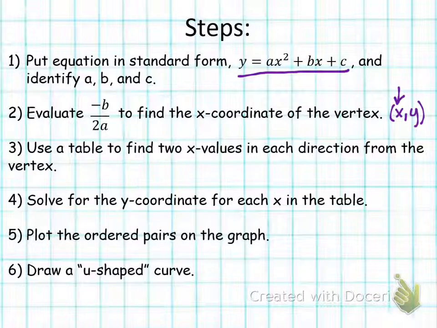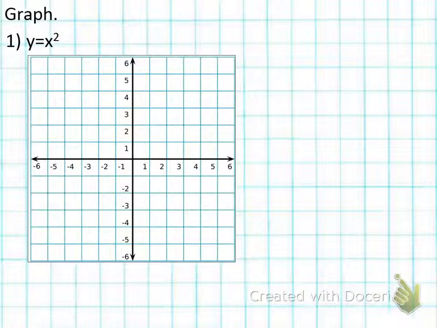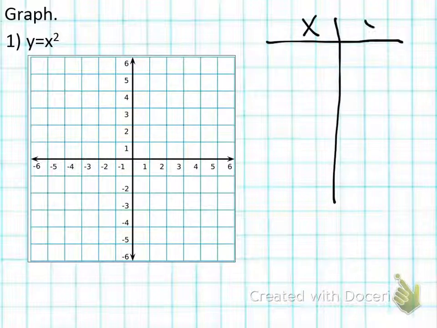Okay, I'll give you a few more seconds to finish writing these down. Alright, so here's our first example. This is just y equals x squared. So we're going to eventually be making our table, right, with an x and a y. First, though, let's look at the equation, and we want to make sure we're in standard form.